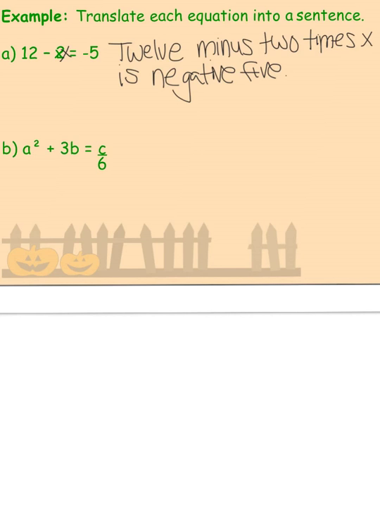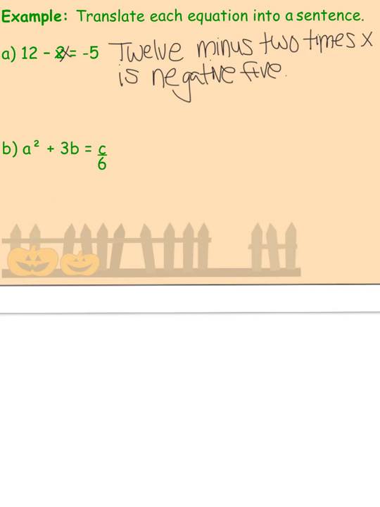Another thing some students will do instead of "is" is they'll put "equals." That's fine. That means the same thing. People would still know that's an equal sign there. So here's what you would end up for that equation. Let's look at the next one.